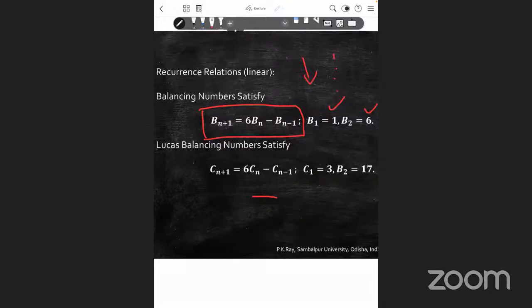Lots of research is going on now. As I told you, this is just an overview of balancing numbers. I only want to tell the definition and some examples. If you go for the research, you can directly search Google for balancing numbers, and you will find many papers that people are still writing nowadays.